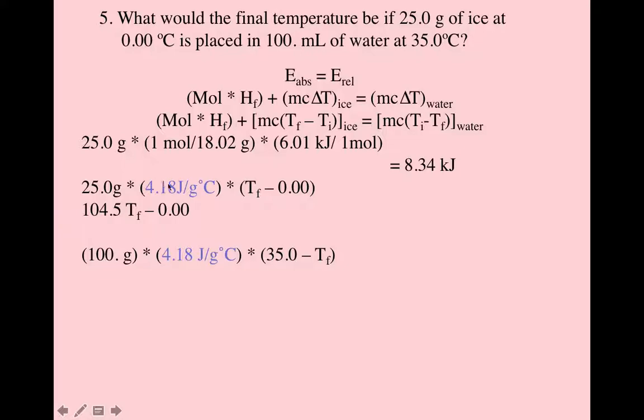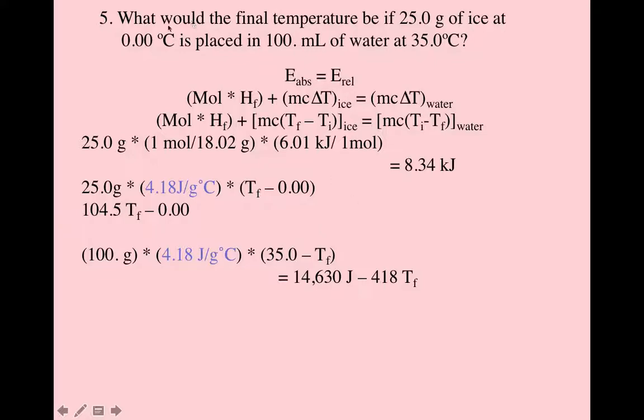All right, so we go to the other side of the equation where we have the water. It's 100 grams times 4.18 joules per gram degree Celsius times 35.0. And then we also have to take the 100 times 4.18 and distribute that to the TF value. So now I have 14,630 joules minus 418 TF.